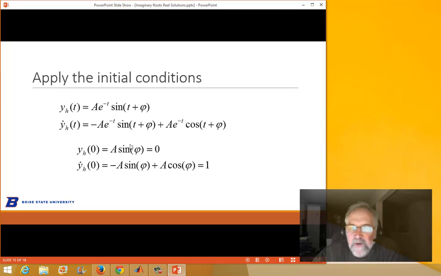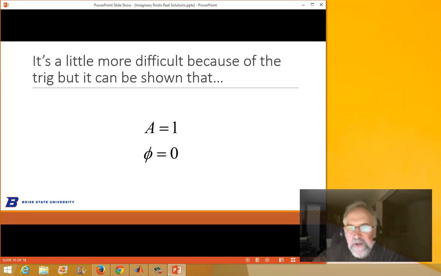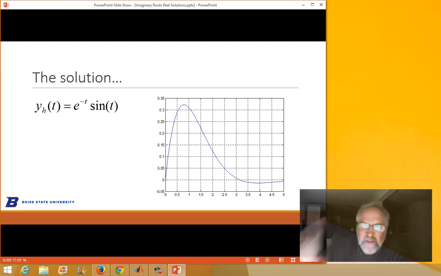In fact, it's pretty straightforward, right? If you say, well, A sine of phi is 0, well, that means this term disappears. So we have A cosine of phi equals 1. That's still not exactly enough to give you all the details you need, because you still have two equations, but you just keep moving in that direction. Just do the algebra, and you can find that the correct answer here is A equals 1 and phi is equal to 0. So those are the two constants.